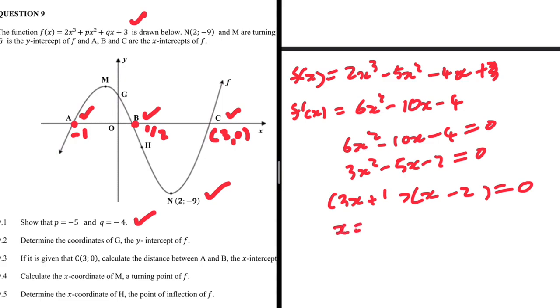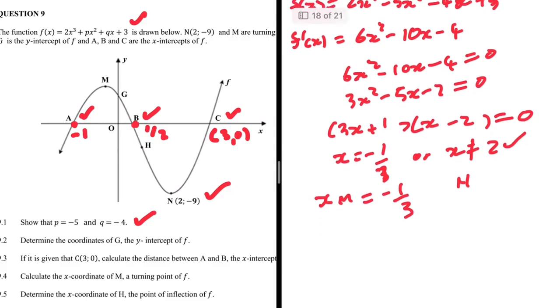So x is equal to minus 1 over 3, or x is equal to 2. Obviously, we know that x equals 2 is N. So x equals minus 1 over 3 should be M. Oh, okay, we're done. So we're only looking for the x value of M. We're not looking for the coordinates of the turning point. So we can leave it there, right?